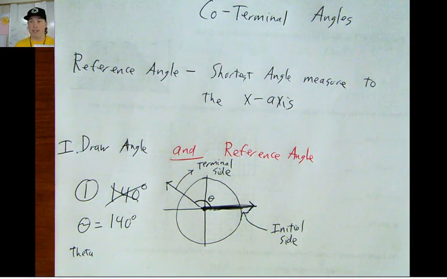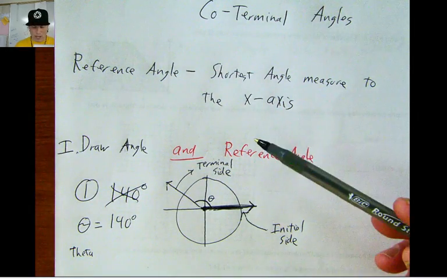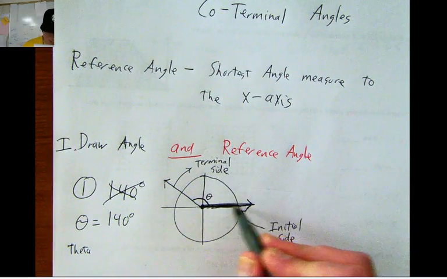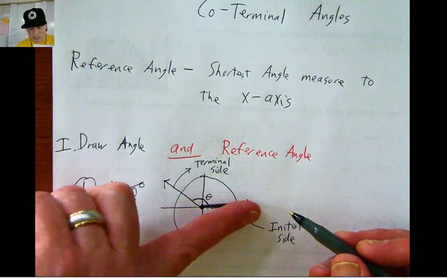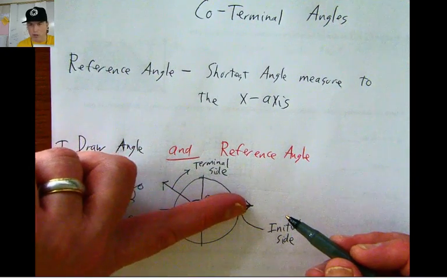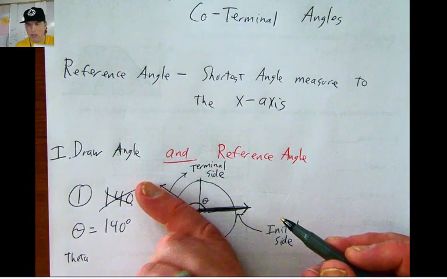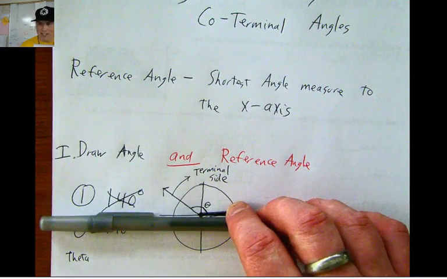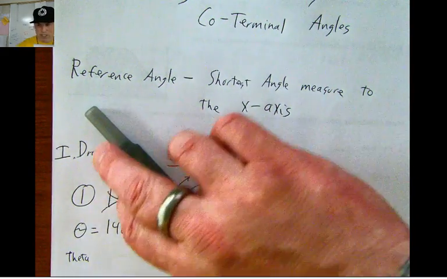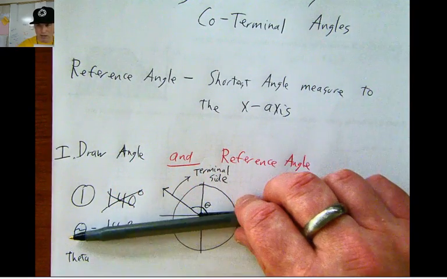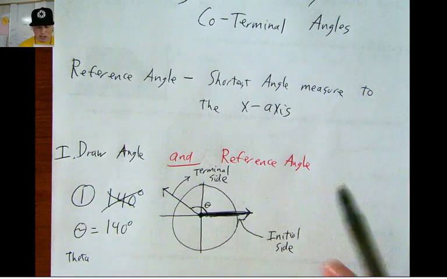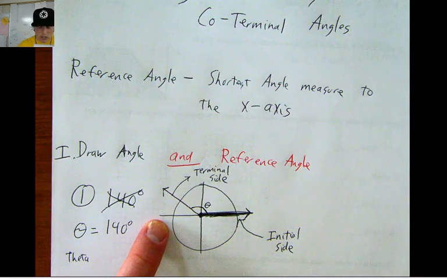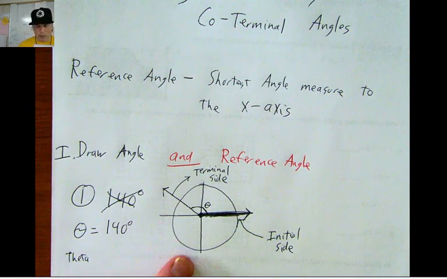Then, the reference angle. The shortest angle measure to the x-axis. Well, here's the x-axis here, and if you started on this initial and you went 140 degrees, you'd be here now. Is it a shorter distance to go back to the x-axis, or is it a shorter distance to go all the way back to the initial side? And the answer is you'd want to keep going forward. How far forward would you need to go?